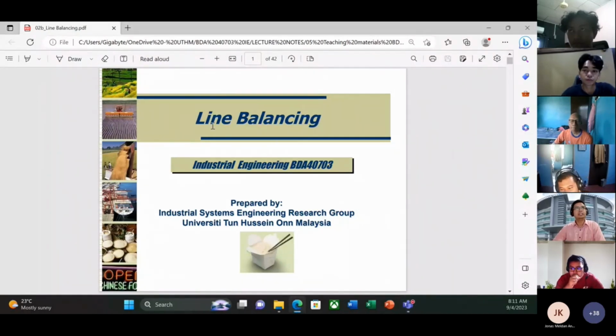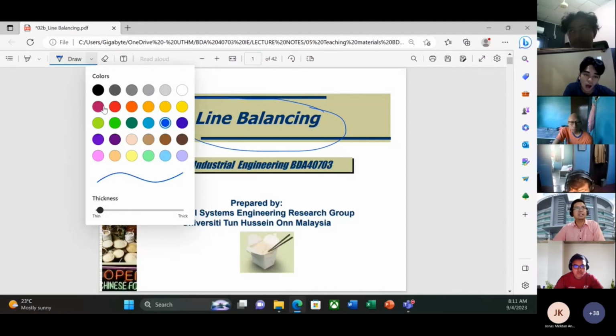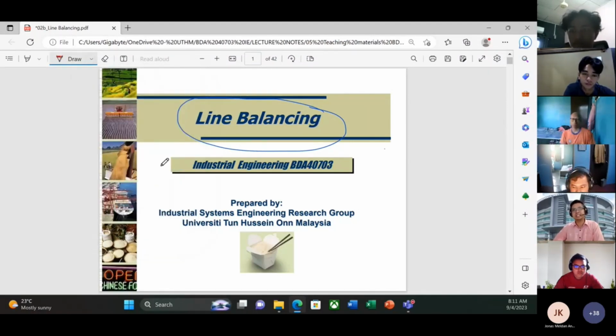So today we are going to learn about a new topic, still in chapter number 2. Chapter 2B is called line balancing. Please look at the slides in front of you. So this is line balancing. What is line balancing? Later on, we are going to learn the definition and also how to conduct line balancing itself.